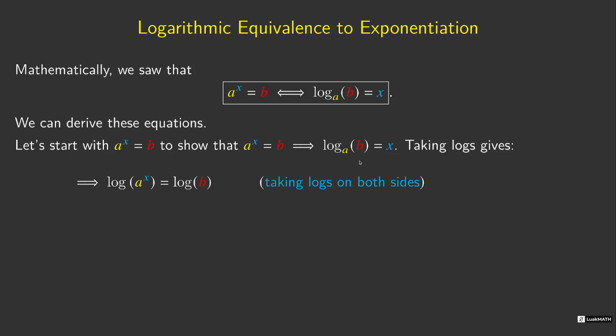Now, if we take log on both sides, remember I'm starting from the left-hand side, and the goal is to end up with the right-hand side. So if I take the log on both sides of this, what do I end up with? It's just log of a to the x equals log of b. Very straightforward, right? In this case, I'm not even worrying about the base. It could be base 10, it could be base e, it could be whatever. So I'm just taking logs right now, okay?